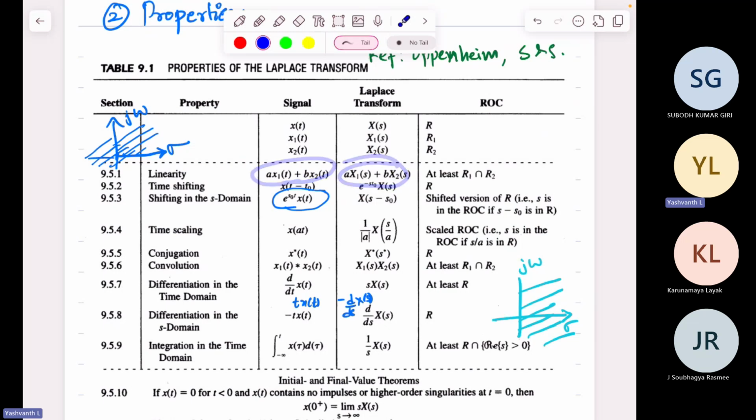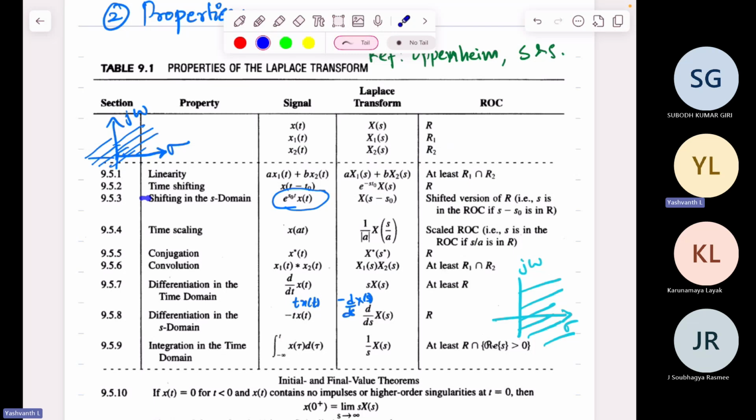What it says is just replace x1 of t by its Laplace transform X1 of s and x2 of t by its Laplace transform X2 of s, multiply by a and b, and then add both of them. That will be the Laplace transform of a x1 plus b x2 of t. This is called the linearity property of the Laplace transform. Now, what will be the ROC? The ROC will be at least the ROC of x1 of t intersection the ROC of x2 of t.